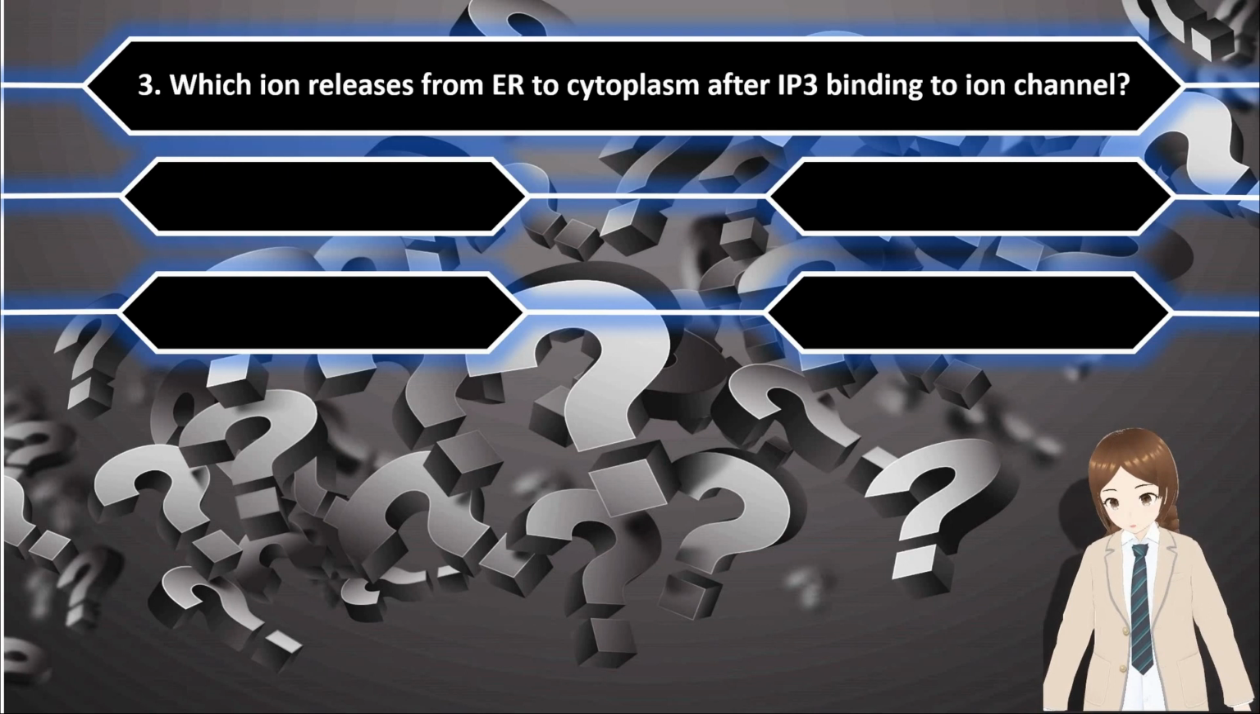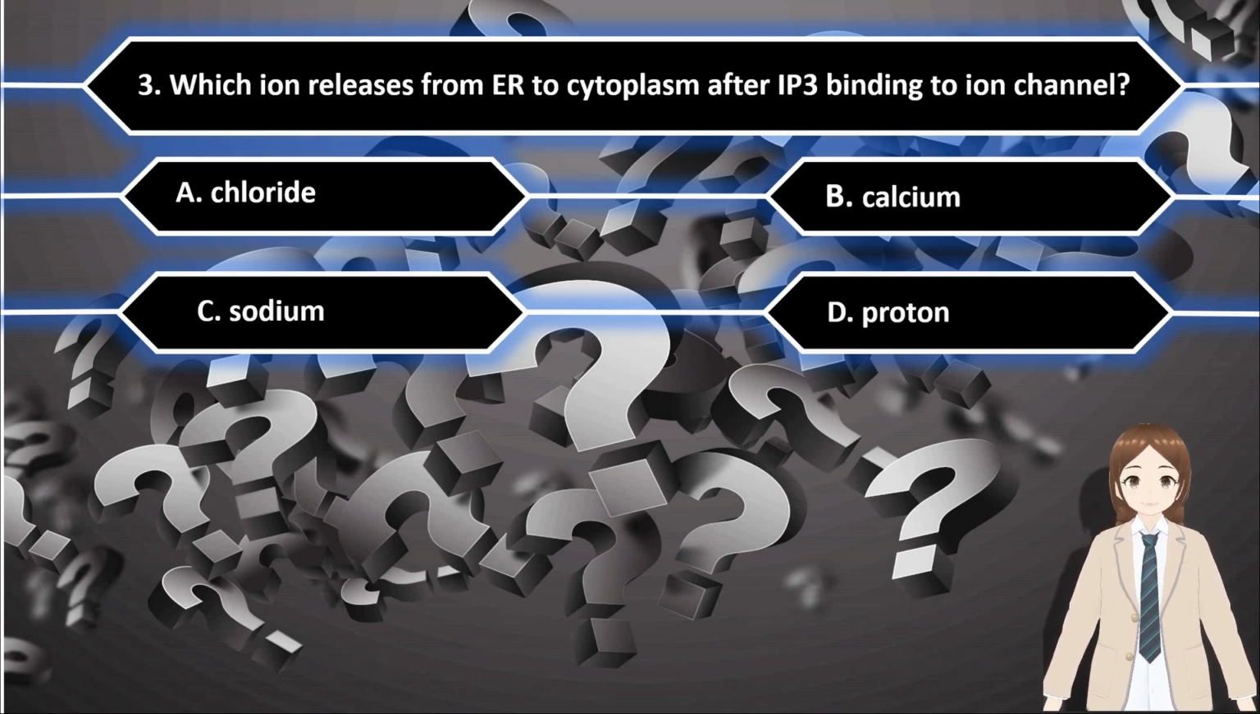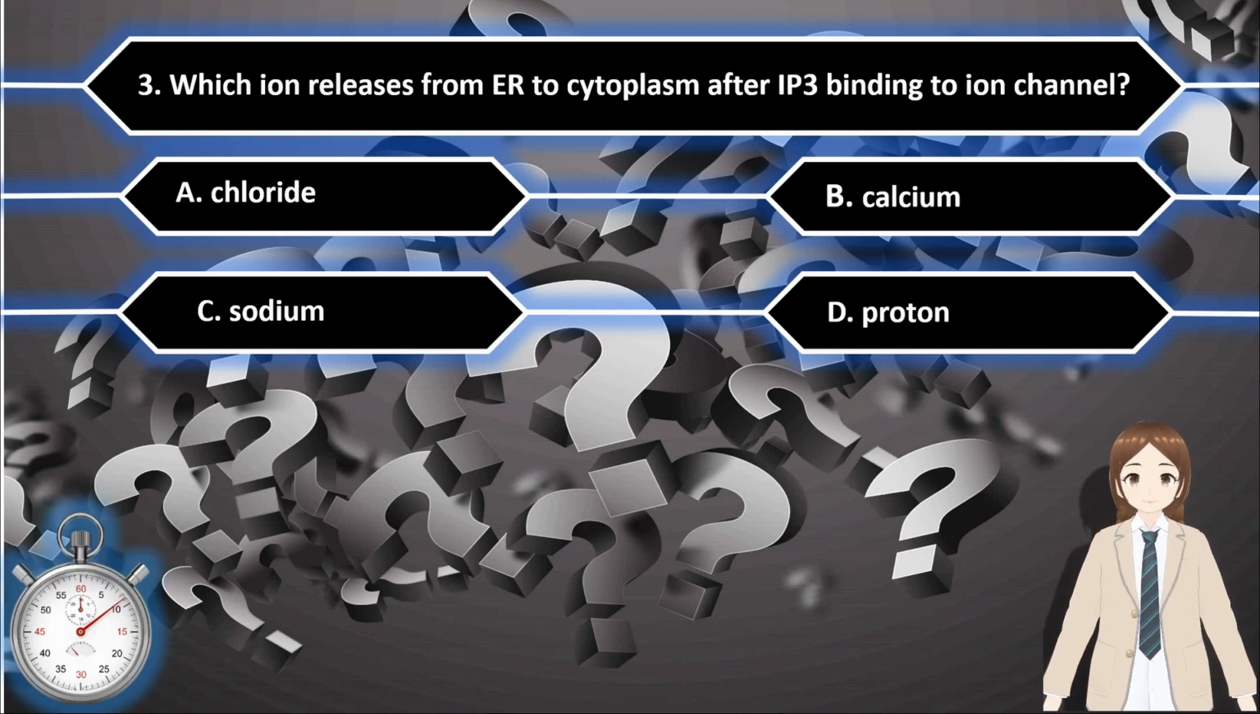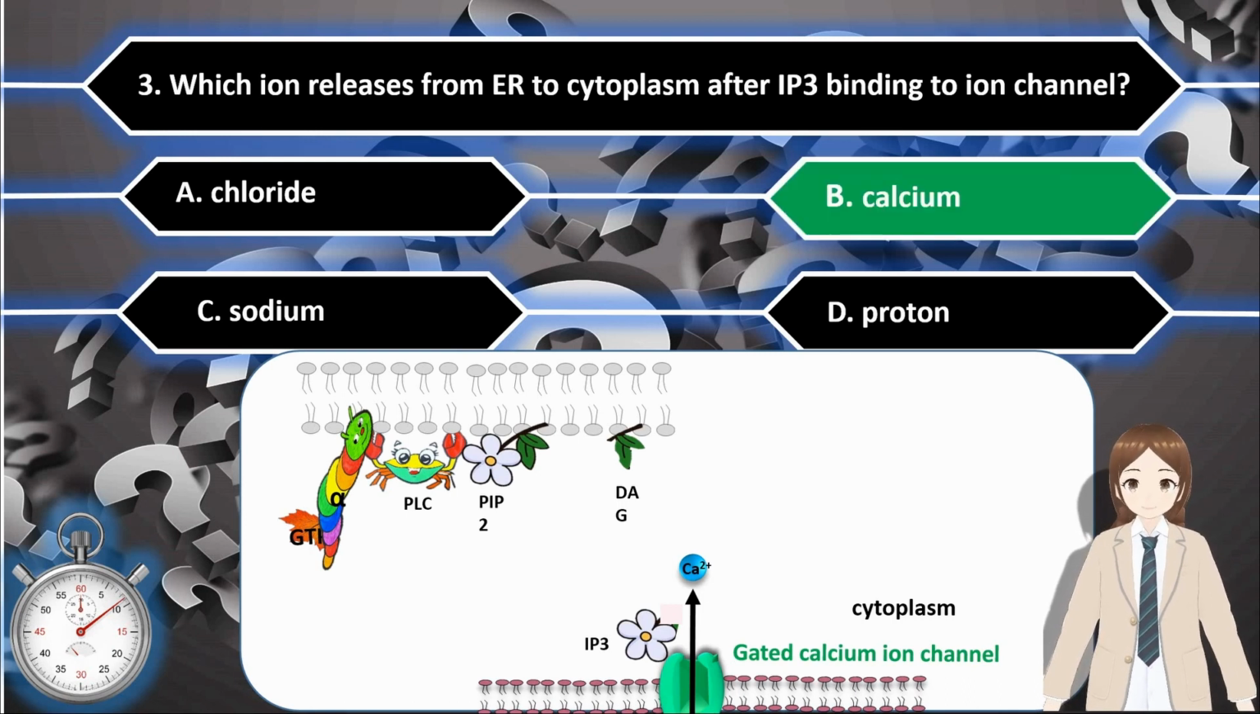Question number 3. Which ion is released from ER to cytoplasm after IP3 binding to ion channel? A. Chloride, B. Calcium, C. Sodium, and D. Proton. You have 10 seconds. Time is over. The correct answer is B. Calcium.